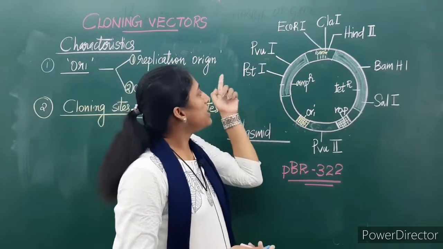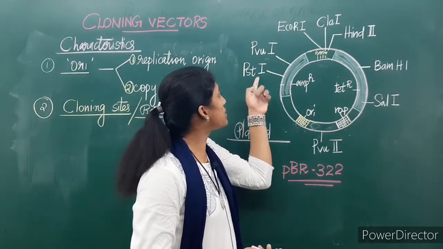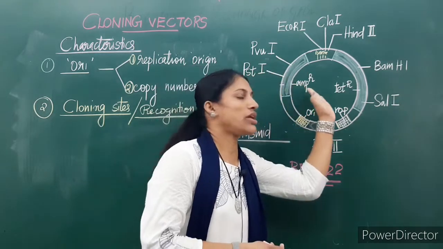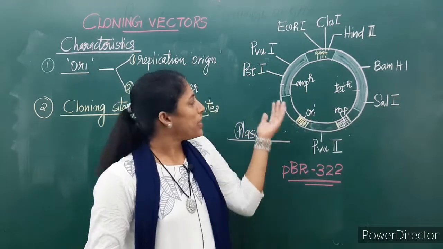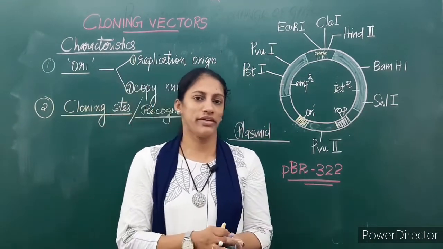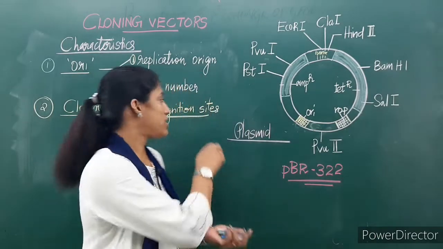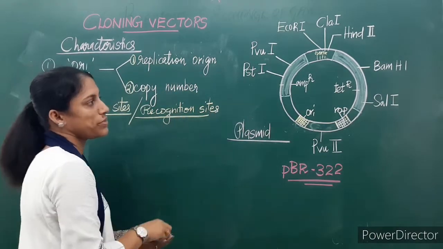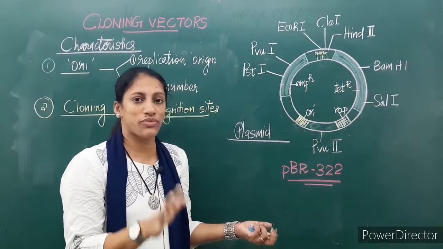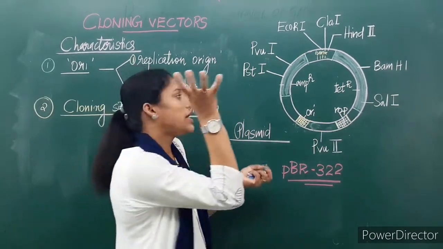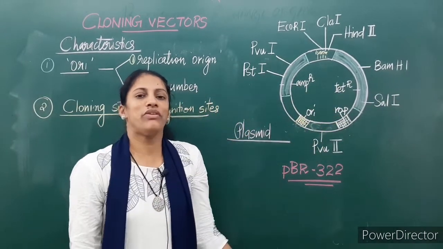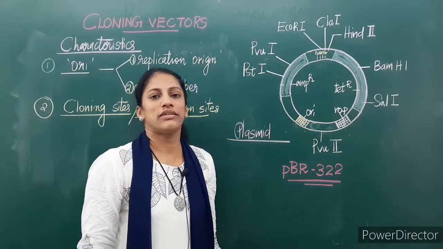Okay, similarly, the palindromic sequence of PstI is present here. Using this enzyme, we can cut only at that place. Then we can insert a foreign DNA there. So simply, the presence of cloning sites means there should be palindromic sequences for various enzymes in the cloning vector, a minimum of one enzyme. Then only can we produce a cut and insert a DNA here.